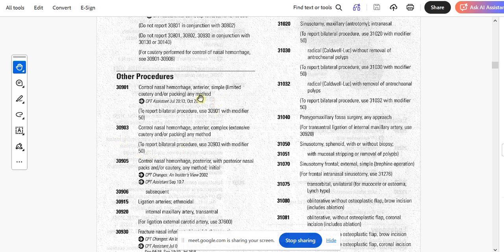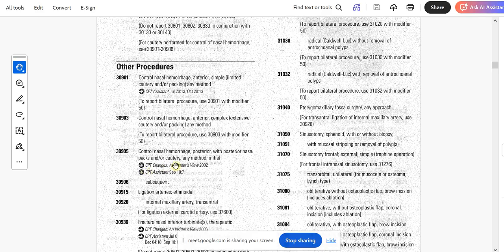Then if it is simple method, 901. If it is complex, 903. Then if it is posterior, 905. So these are very important procedures. They can do in the outpatient. So you have to underline or highlight those important codes.